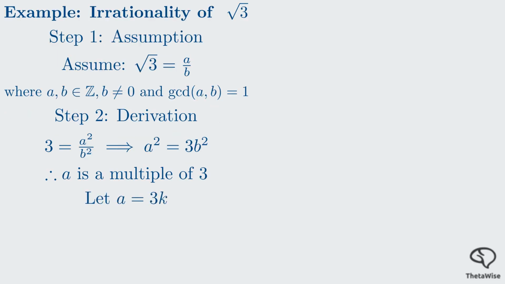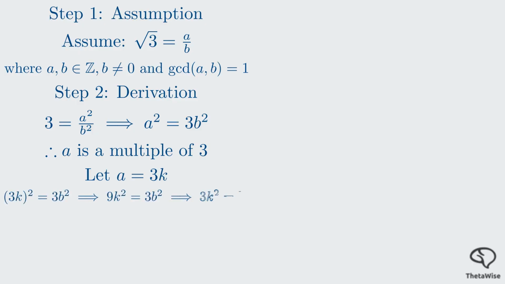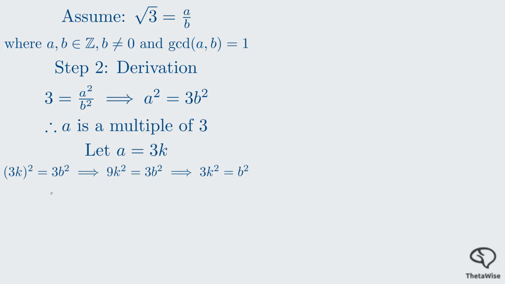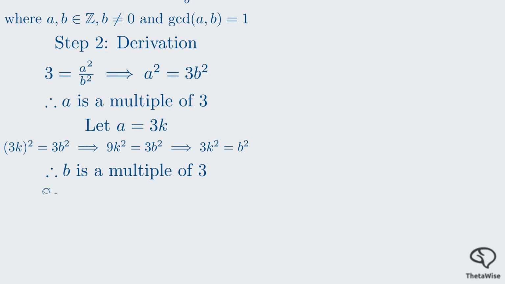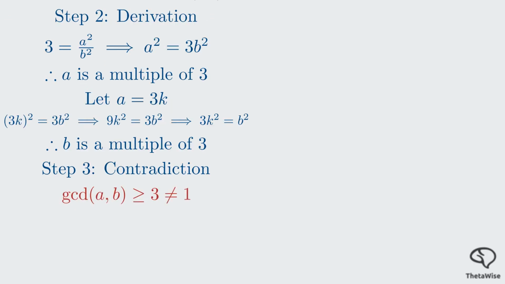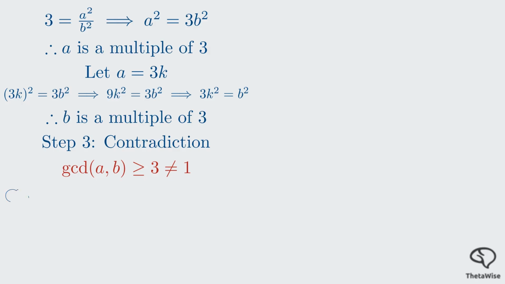Substituting this back in, we see that b squared is also a multiple of 3, which means b must be a multiple of 3. If both a and b are multiples of 3, they share a common factor of 3. This directly contradicts our initial assumption that the fraction was in simplest form. The assumption failed, so the original statement must be true. Therefore, the square root of 3 is irrational.